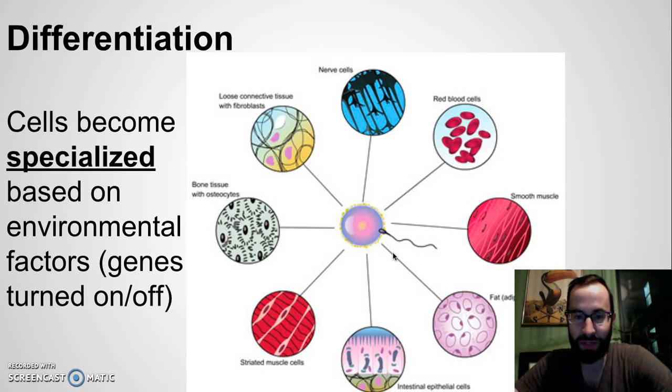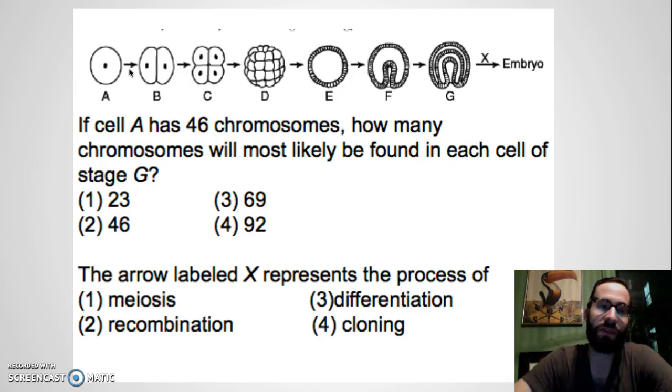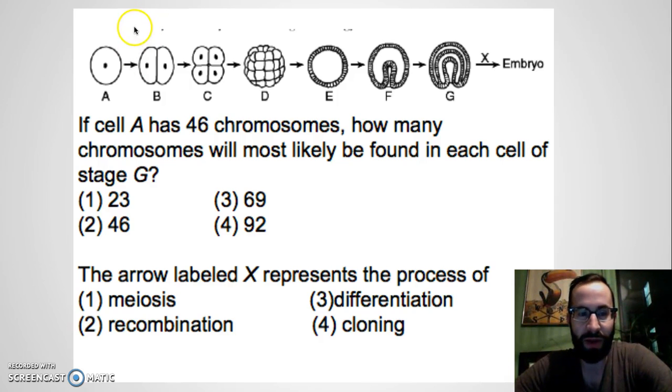because those cells are differentiated or specialized. Now, if you take a look at this Regents question here, you may see something like this on a test, right? This is a very, very popular sequence to show, and we kind of saw it in the previous slide. So let's go through this question together.